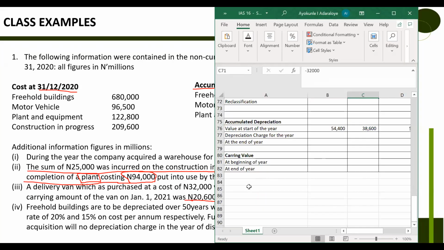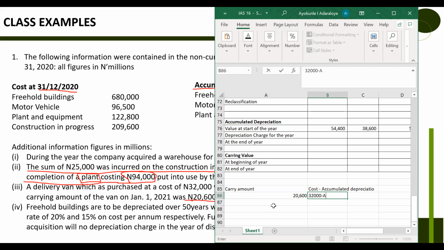Carrying amount is what? I want you to be saying it so that you remember. Cost minus what? Cost minus accumulated depreciation. So in this case, they said our carrying amount is 20,600. Our cost is 32,000. So our accumulated depreciation is what we are looking for. We don't have it.